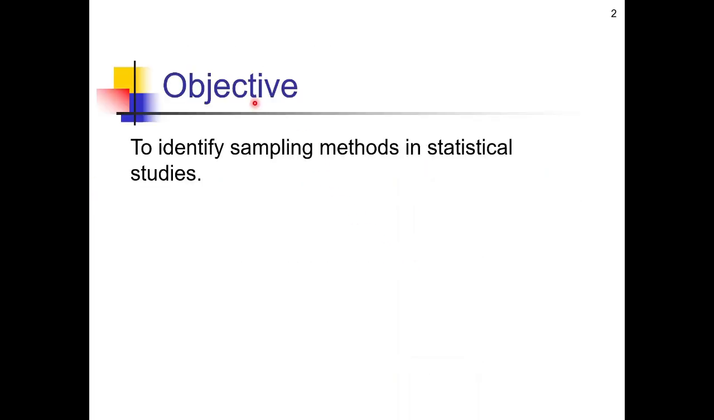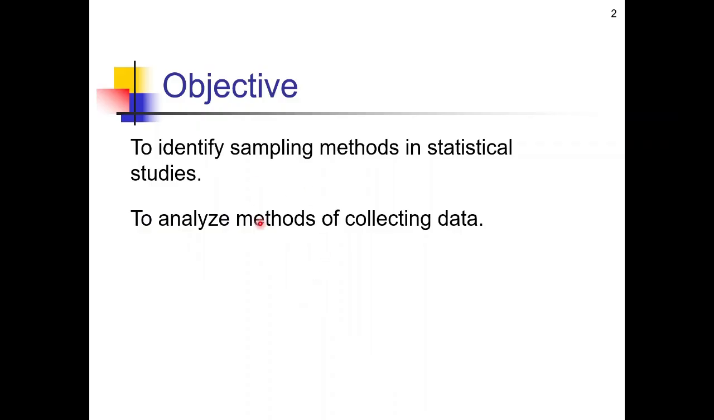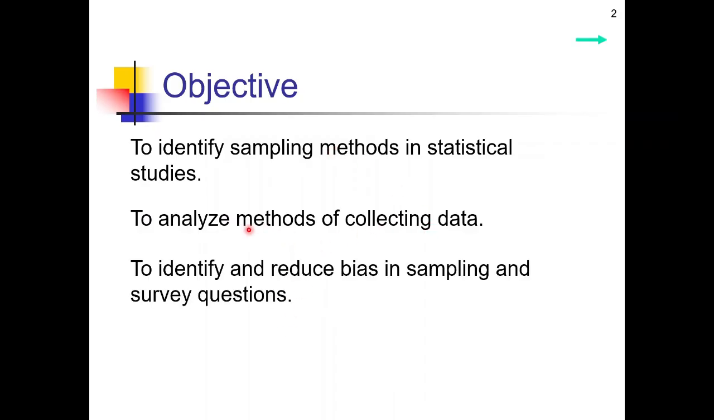In this one, we will be identifying different sampling methods in statistical studies. We'll also analyze methods of collecting data, which is slightly different than sampling methods. And we will identify and reduce bias in sampling and survey questions. We're going to start this lesson with an overview of the statistical study process.